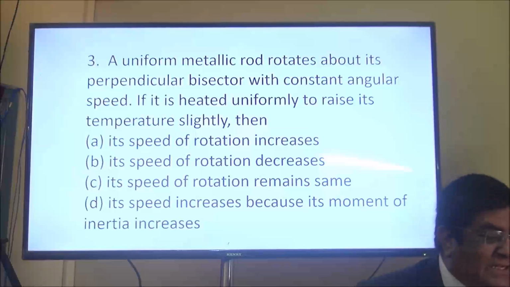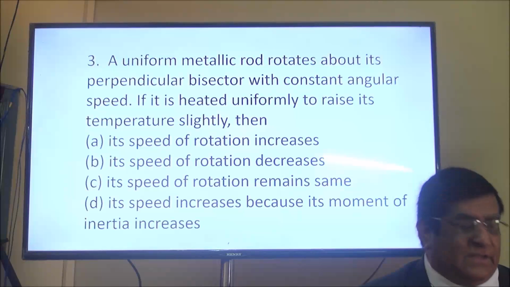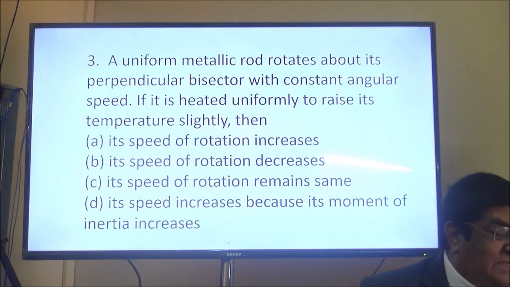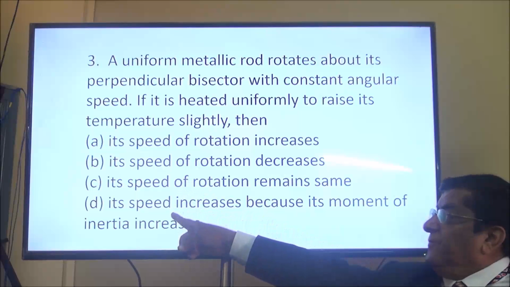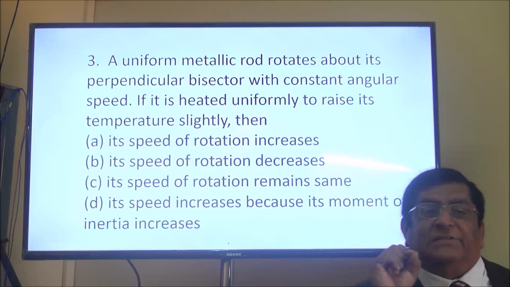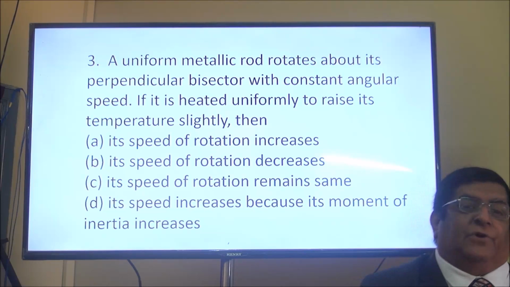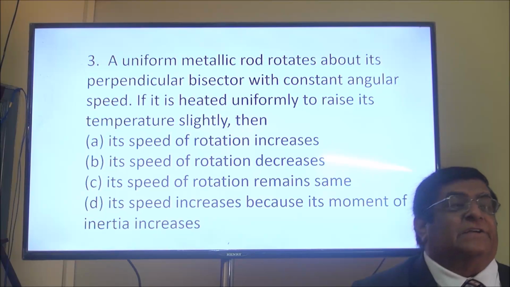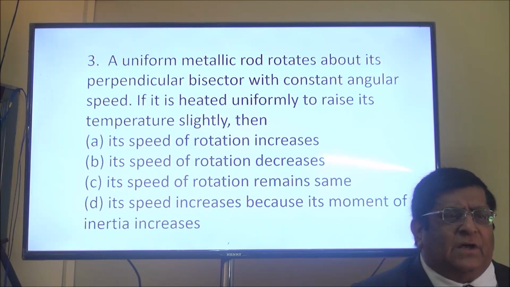And when the length increases, then what increases? What is asked from us? Speed of rotation. Speed of rotation is omega. Temperature is not directly related to omega, we know. Omega is related to what? Omega is related to radius. How?